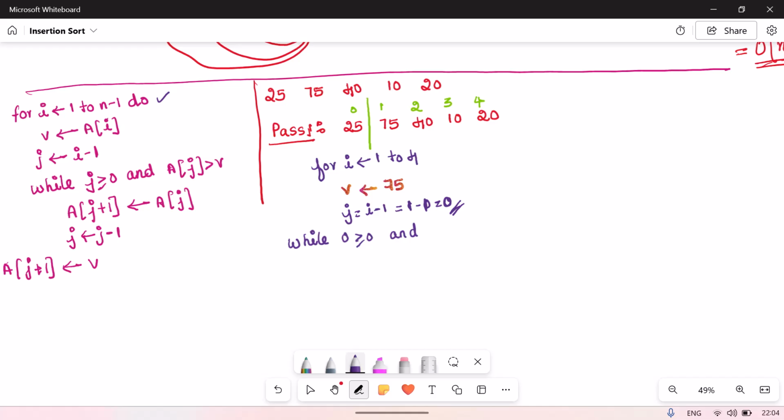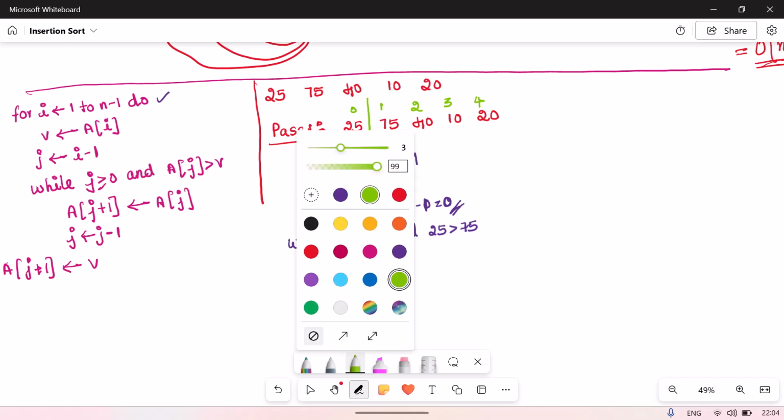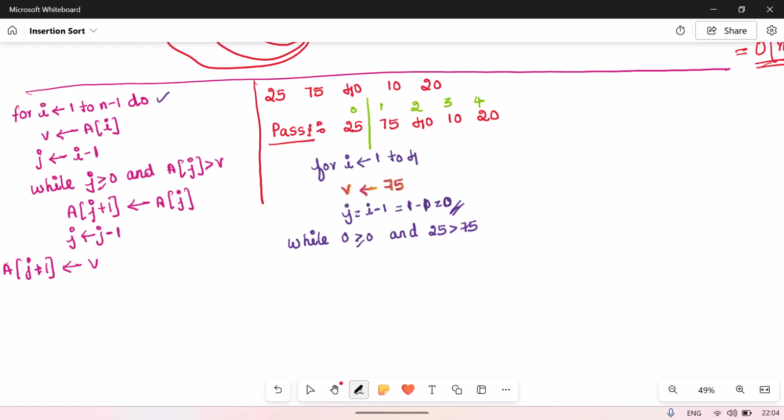A of J. J is 0, right? So A of 0, 25, is it greater than 75, V? Let us check. This will become true, 0 is greater than or equal to 0, but this becomes false. So the condition fails here. If the condition fails, we come out of this loop.